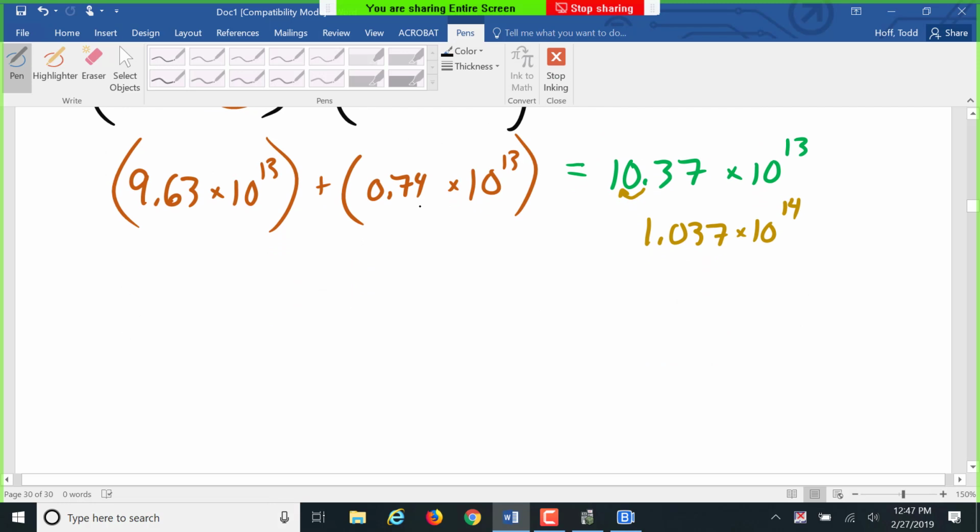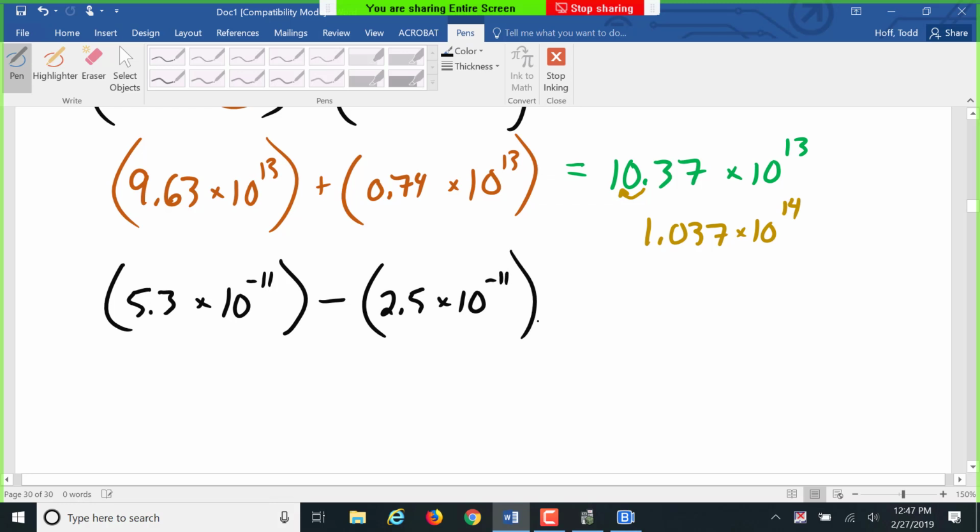Subtracting works the same way. We have to have the same power of 10. 5.3 times 10 to the negative 11th minus 2.5 times 10 to the negative 11th. We combine the counts. What's 5.3 minus 2.5? 2.8. Good. Times 10 to the negative 11th.